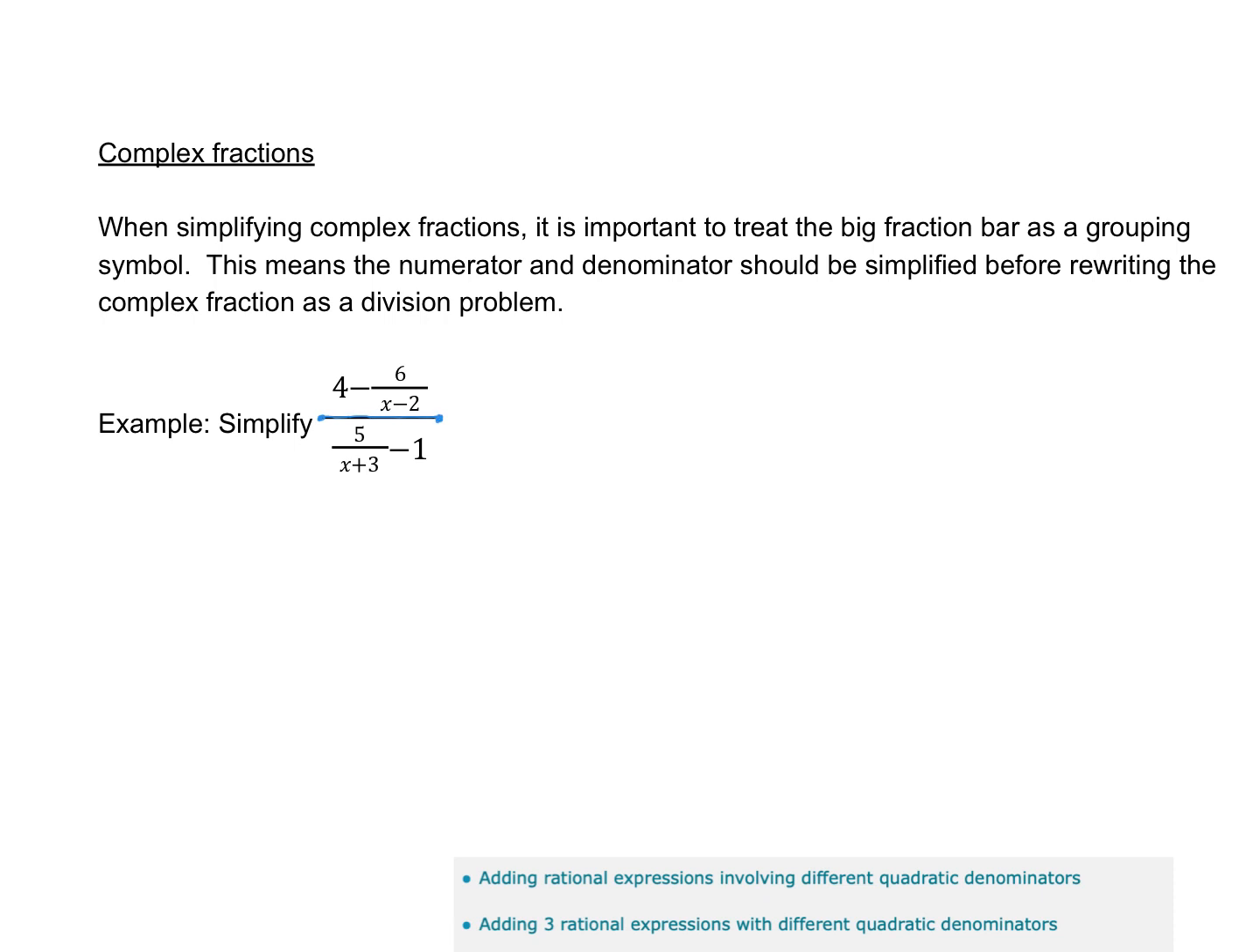Since that's a grouping symbol, we have to do this stuff on the numerator and the denominator separately first before we put them together as a division problem. So we're going to subtract these. And the common denominator between those two is x minus 2. And then when I subtract those, I get that. So that's going to be the top of my fraction.